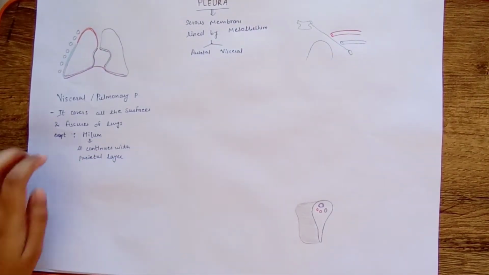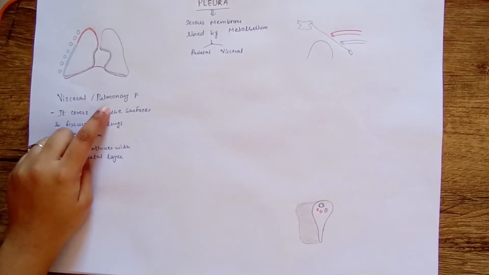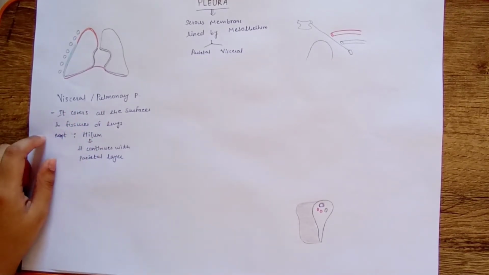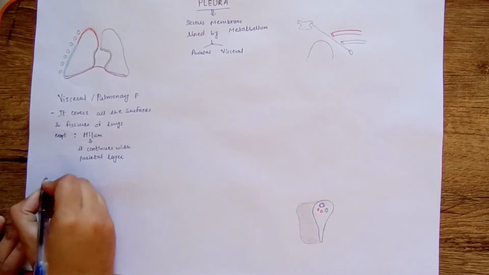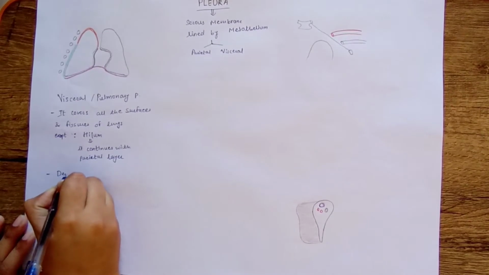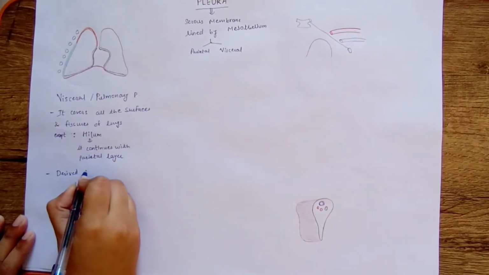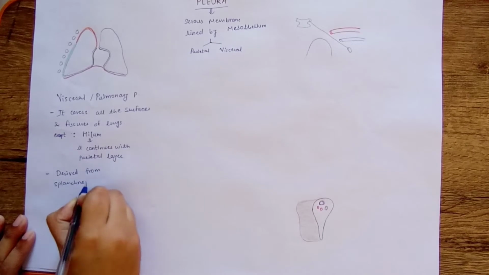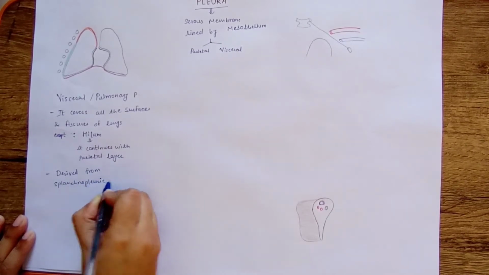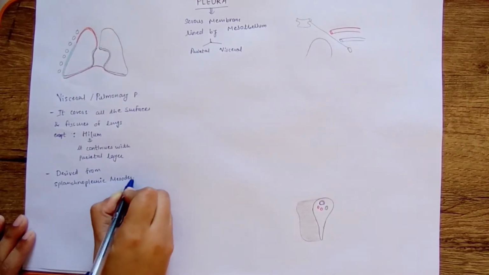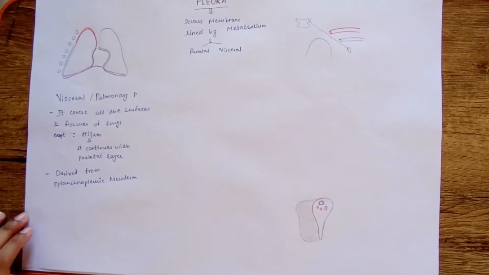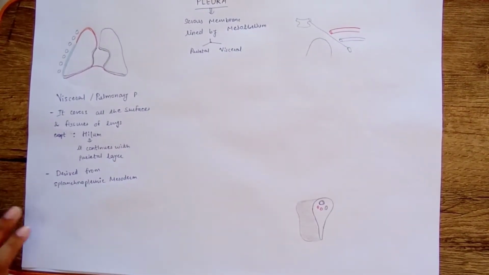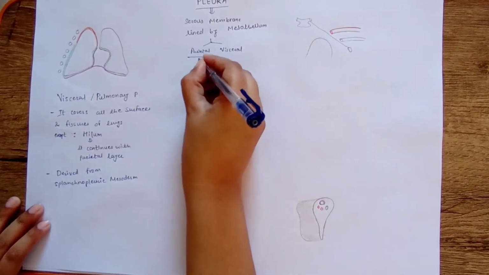So the visceral layer is also known as pulmonary pleura because it covers all the surfaces and fissures of the lungs except at the hilum, where it continues with the parietal layer. It is derived from splanchnopleuric mesoderm. So this is about visceral or pulmonary pleura. Then we'll discuss the parietal pleura.